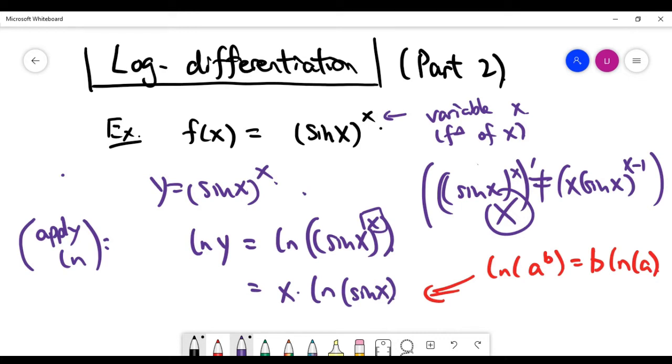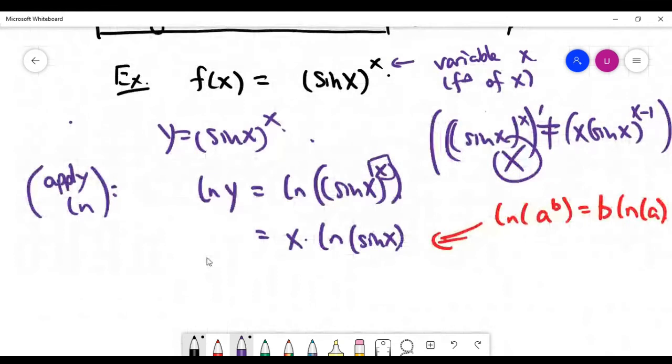And I hope at this stage you can see why it is very helpful for us to use the ln, because after applying the ln, the right hand side is a product of two functions, x times ln of sine x, right? And you are able to differentiate this function, obviously. And let's do an implicit differentiation here for both sides. So we'll apply the differentiation now for both left hand side and right hand side.